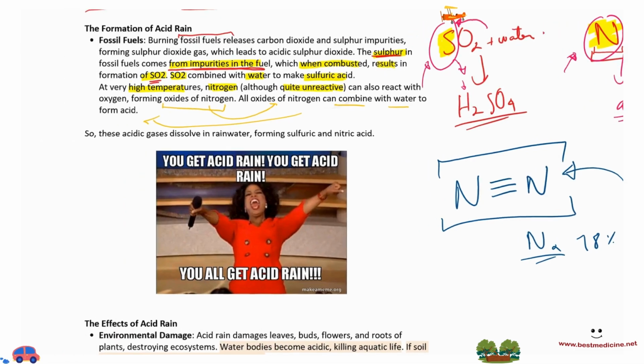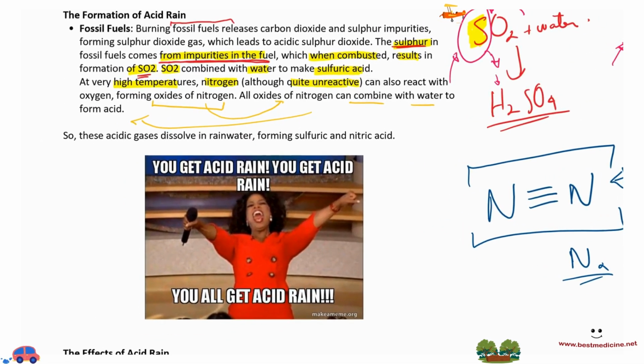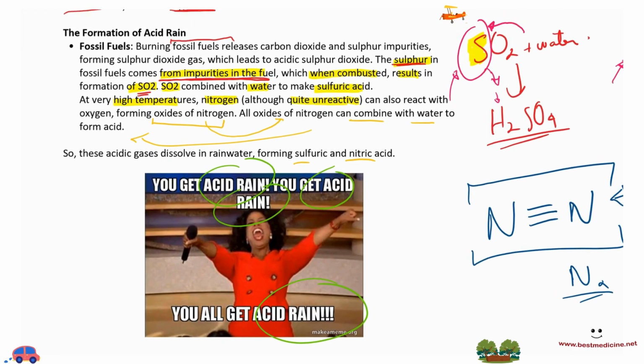So these acidic gases dissolve in rainwater, forming sulfuric acid and nitric acid, etc. And then this is what we get. You get acid rain, you get acid rain, everybody gets acid rain. Not good.